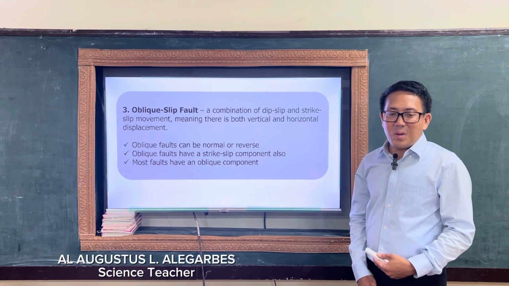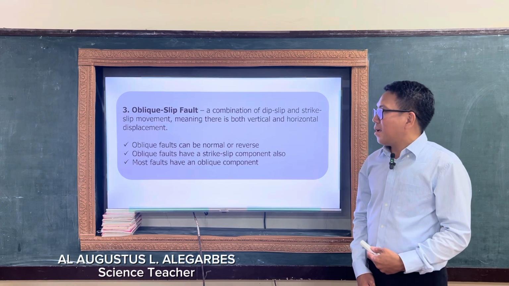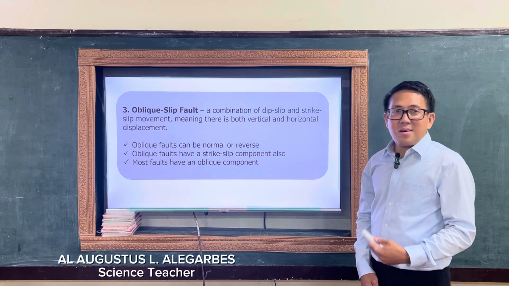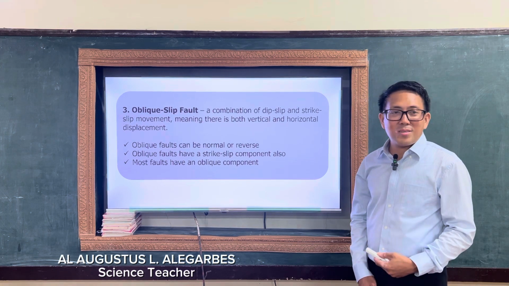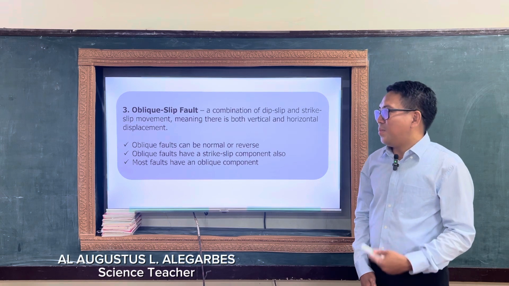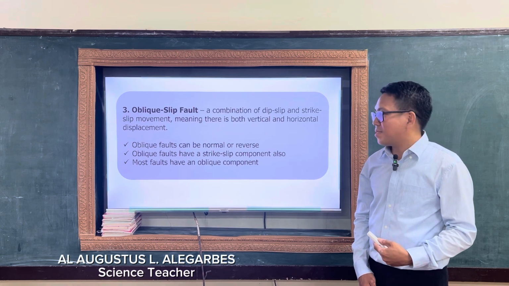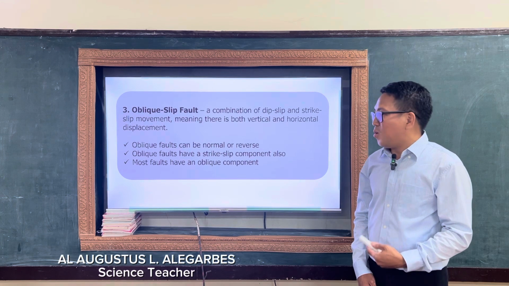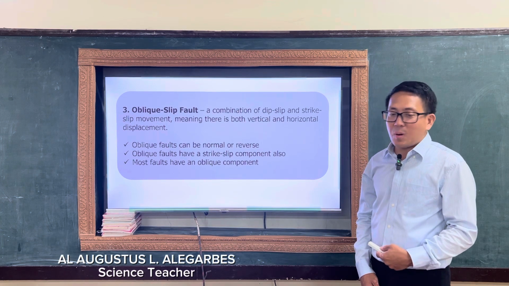Lastly, the oblique slip fault, a combination of dip slip and strike slip movement, meaning there is both vertical and horizontal displacement. Oblique faults can be normal or reverse. Oblique faults also have a strike slip component, and most faults have an oblique component.